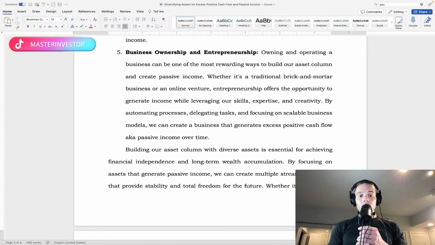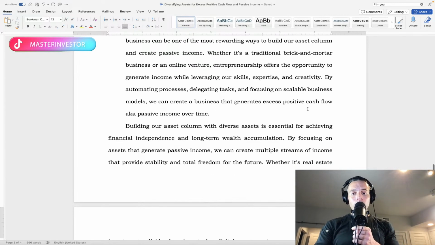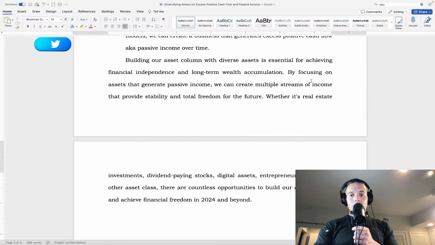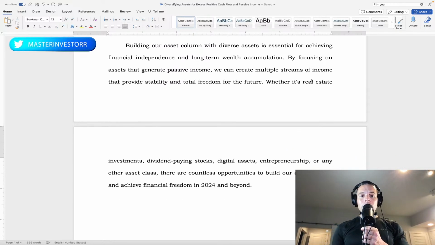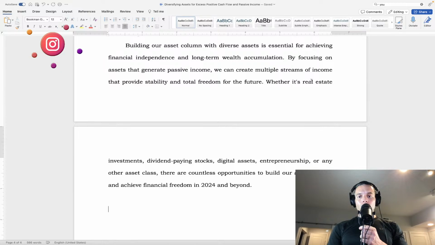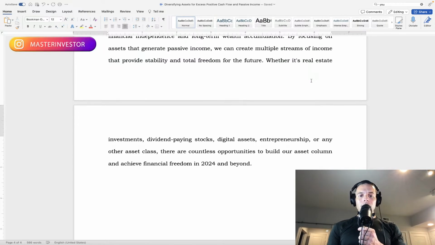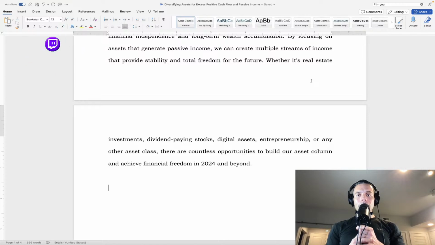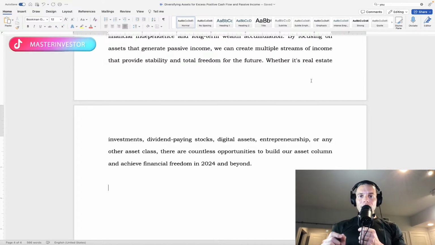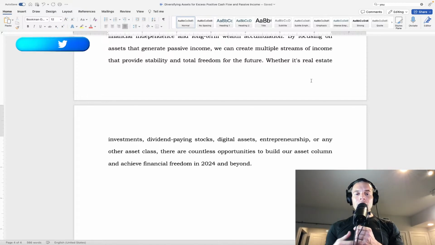In conclusion, by focusing on assets that generate passive income, we can create multiple streams of income that provide stability and total freedom for the future. Whether it's real estate investments, dividend-paying stocks, digital assets, entrepreneurship, or any other asset class, there are countless opportunities to build our asset column and achieve financial freedom in 2024 and beyond. The world is ours when we have the financial education, we have the right team around us, we have the right mentors, the right community.